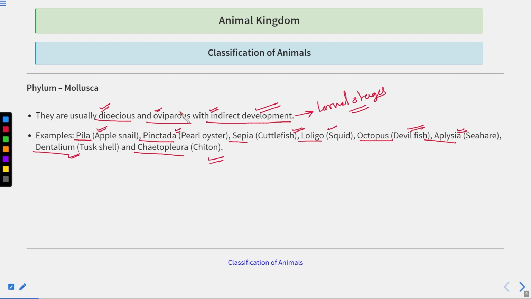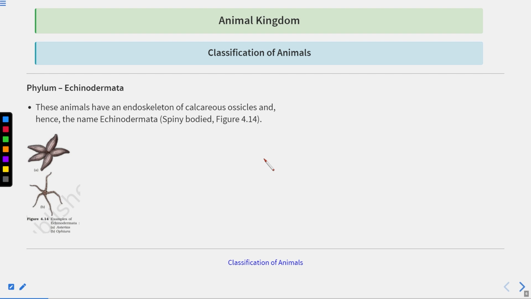Okay. Now they are dioecious, oviparous with indirect development. This is a very important feature. Okay. Here is the next phylum, called Echinodermata. These animals have an endoskeleton of calcareous ossicles, and hence the name Echinodermata, spiny bodied.